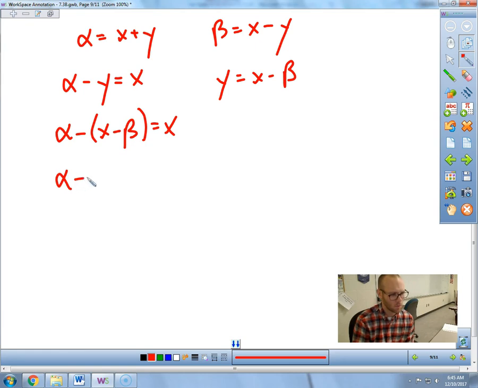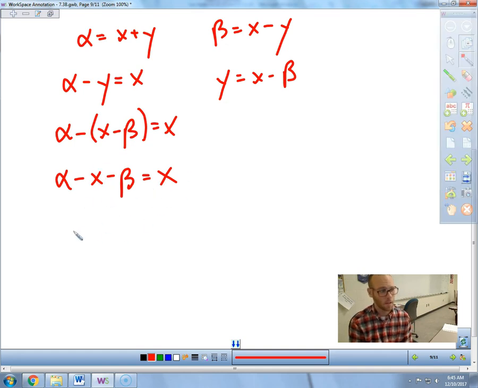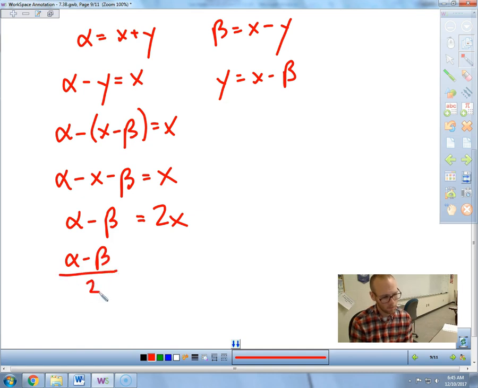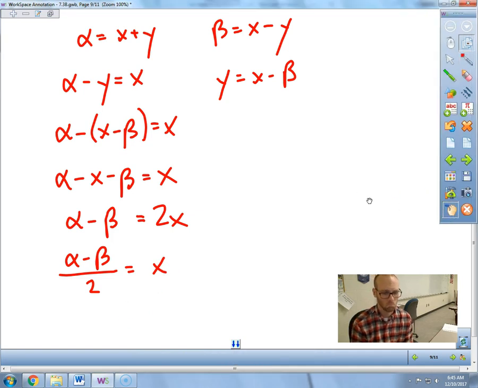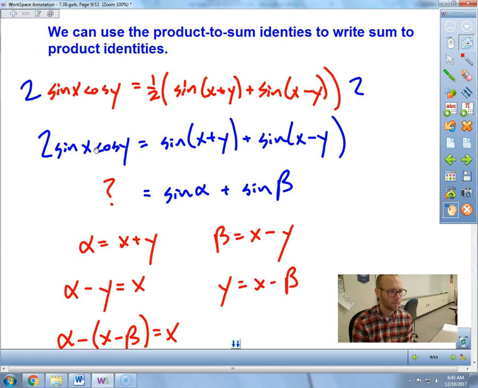So in other words, alpha minus x minus beta equals x. Can I solve this for x? Let's add x on both sides. Alpha minus beta equals 2x. Dividing by 2 then, alpha minus beta over 2 equals x. So coming back up here, this x, that angle, comes from taking alpha minus beta and dividing it by 2.